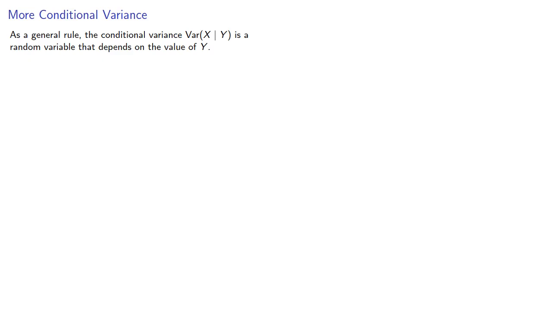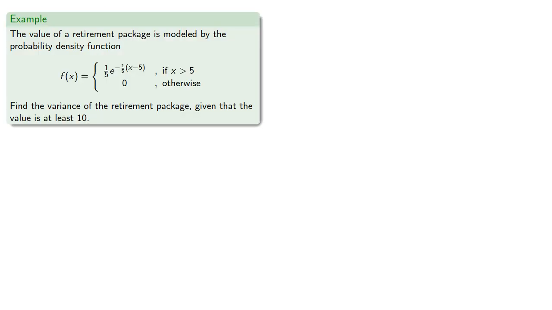As a general rule, the conditional variance is a random variable that depends on the value of y. But it could also be conditioned on x itself. For example, the value of a retirement package is modeled by a function. Let's find the variance given that the value is at least 10.